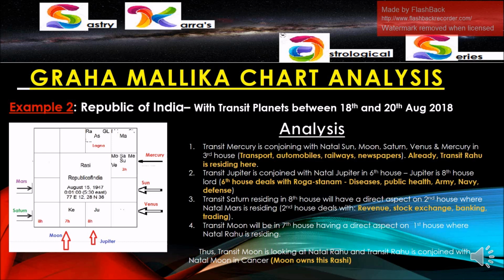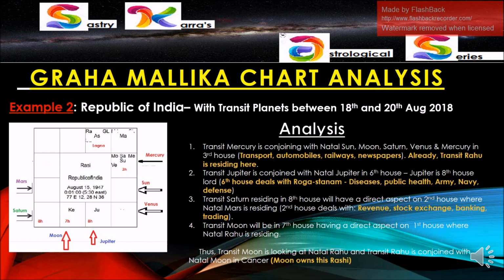Remember, I already mentioned the major impacts that can be predicted pertaining to the 3rd house. Now Mars is residing in the 9th house. 9th house means law and order and courts. From there, Mars is looking at the 3rd house. So something where the law or the courts will be involved, and the involvement would create some sort of a disruption, possibly a violent disruption, pertaining to the 3rd house. Here our 3rd house is transportation, automobiles, railways and newspapers.